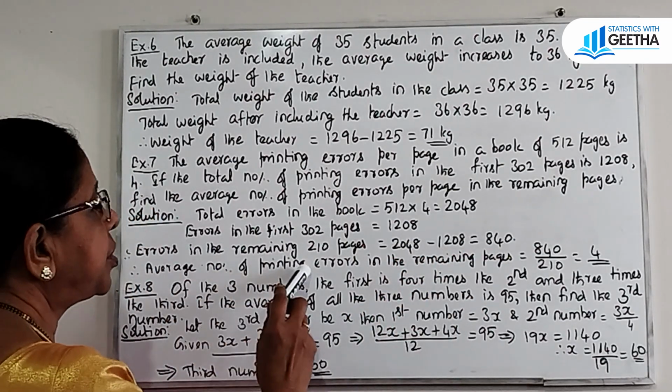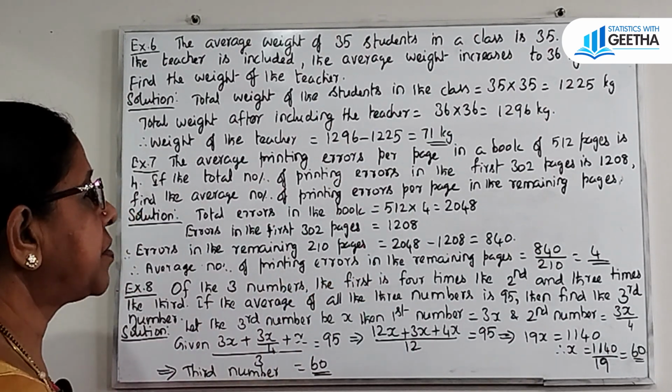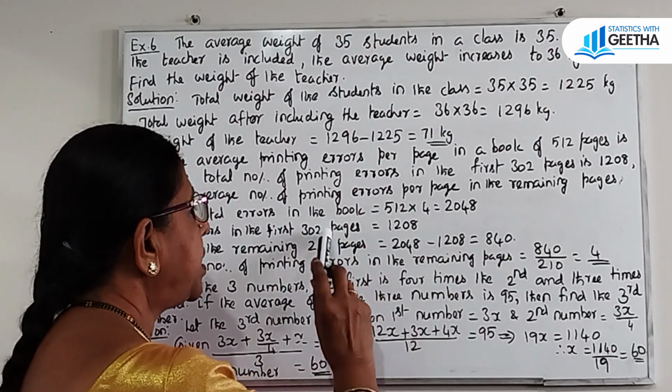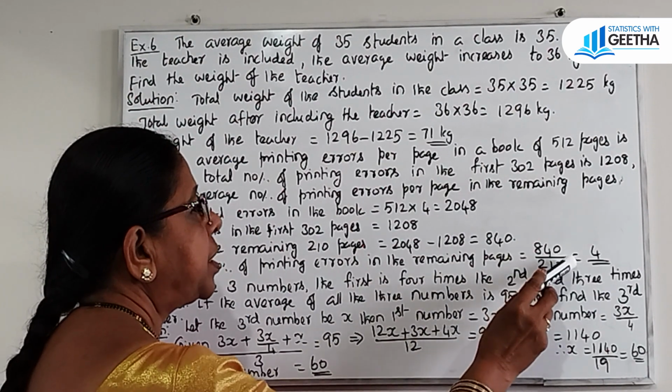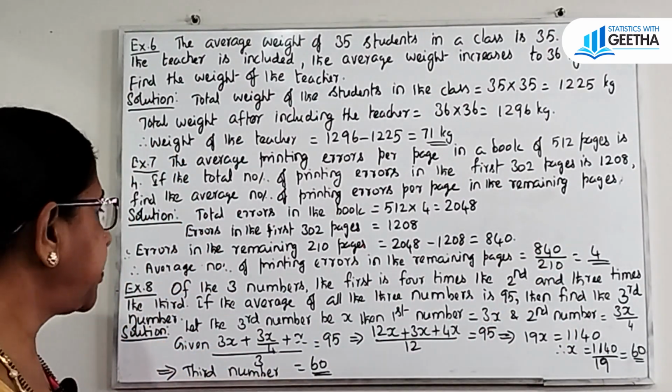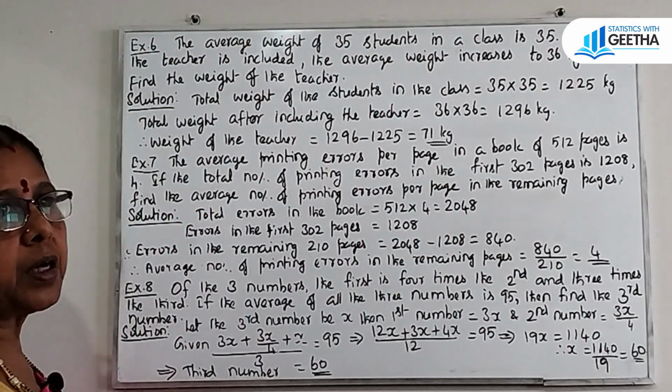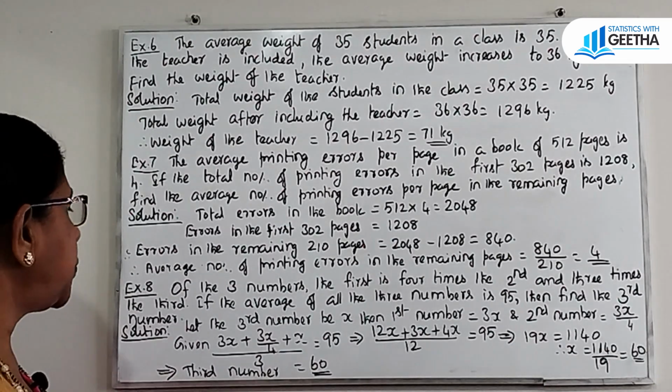Therefore, the average number of printing errors in the remaining pages is equal to 840 divided by the remaining pages, 210. So, we get 4 errors. The average errors in the remaining pages is 4.